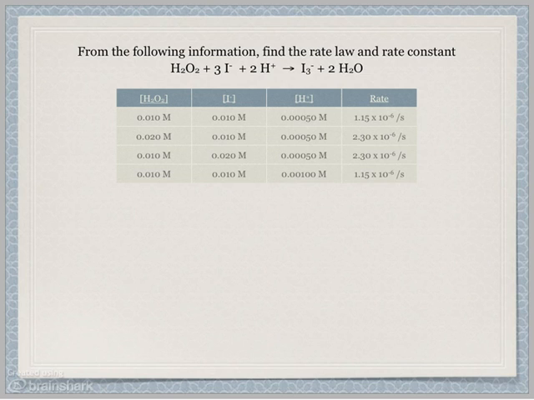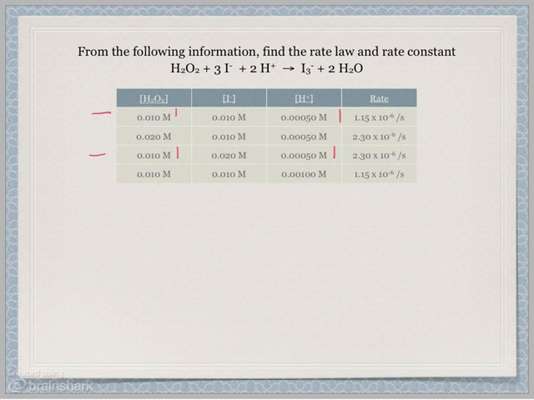For example, we could look at trial 1 and trial 3. Because if we compare the H2O2, these values are the same. If we compare the H plus, those values are the same. So that takes care of that. As far as the I minus goes, you'll see that it does change. So that's what we're looking for. As always, make sure you put the later trial up top and then the initial trial on the bottom. So rate 3 will go on the top.